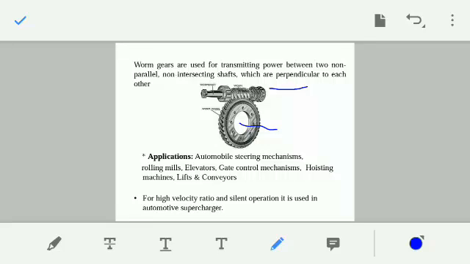Now with the help of this configuration we can have a compact gearbox for high speed reduction. If you go for that amount of speed reduction in spur and helical gears, you need a number of stages, 2 stage, 3 stage, 4 stage gearboxes. That's why these gearboxes are used in automobile steering mechanisms, rolling mills, elevators, gate control mechanisms, hoisting machines, lifts and conveyors. These are used for very high velocity ratio, and operation is silent with the high velocity ratio.